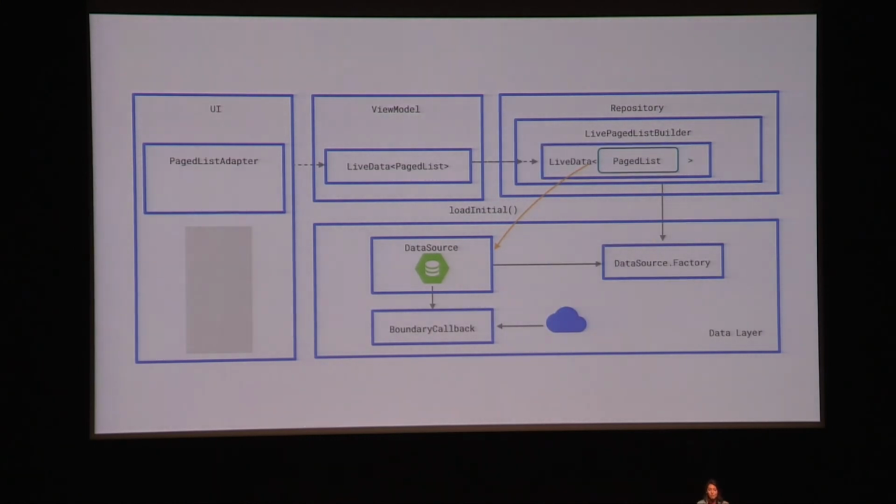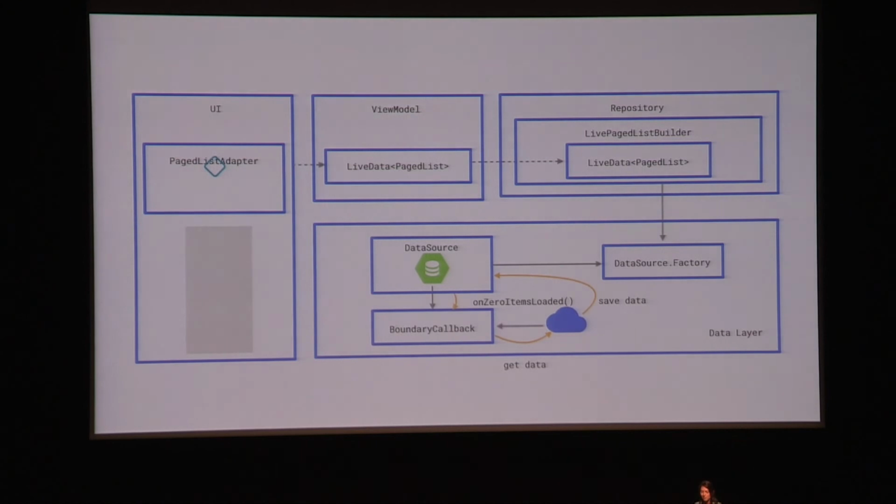At this time, the page list is empty. So the data source is now triggering a request to the boundary callback because there was nothing in the database. So on 0 items loaded is called on the boundary callback, which in the end requests the data from the network. But meanwhile, our live data is emitting the first page list, the empty one, because right now we still don't have anything. Our network request is in progress.